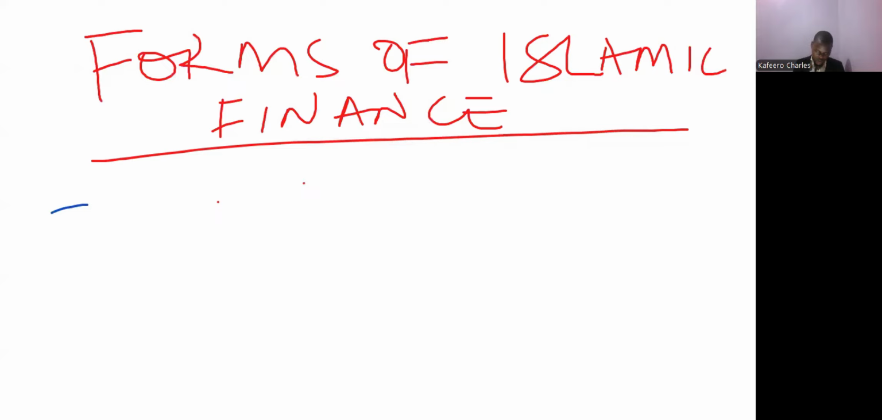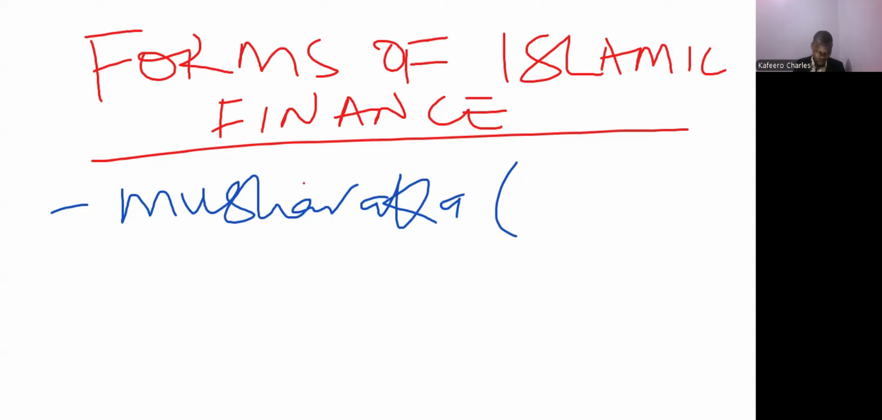one of the forms we have, we can start with musharaka, and we said musharaka is a form of equity. It's more of an equity partnership. Now, we want to understand what this is all about.